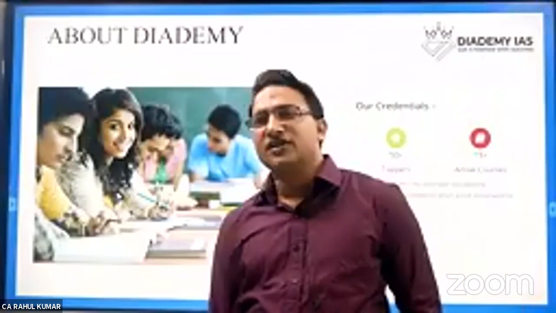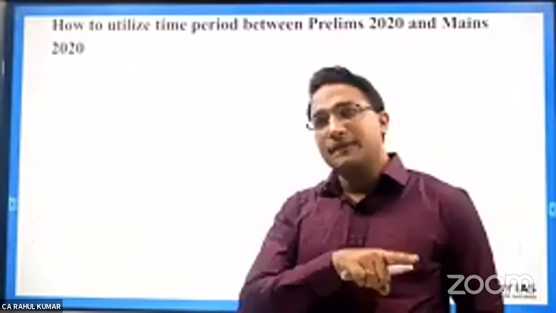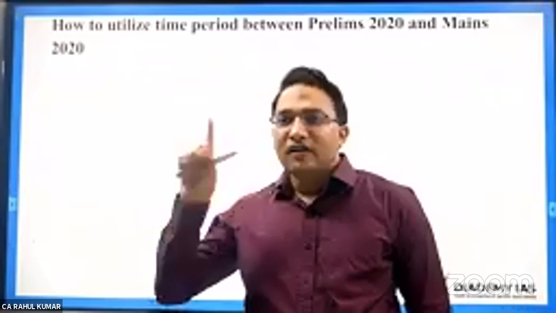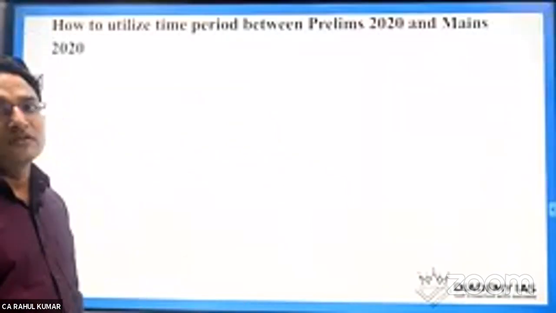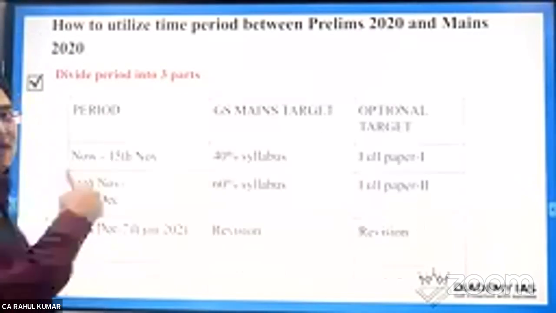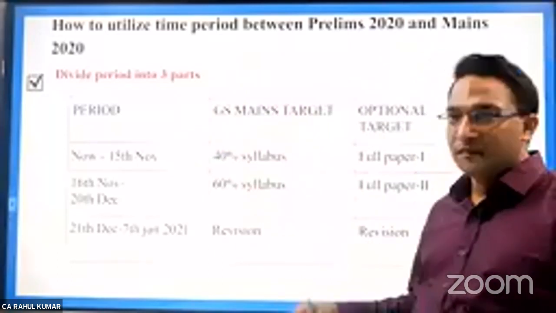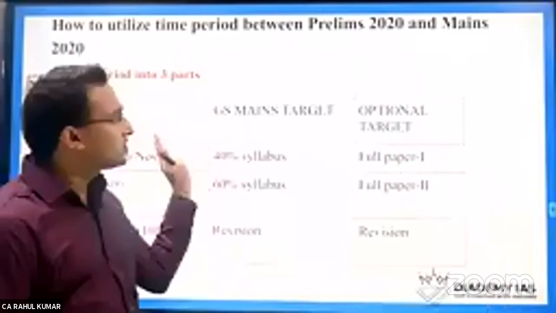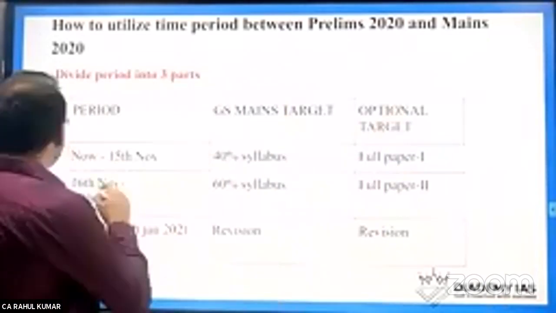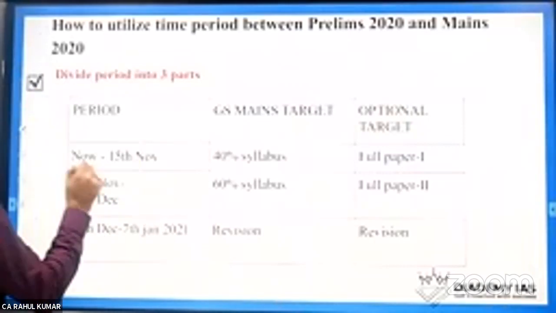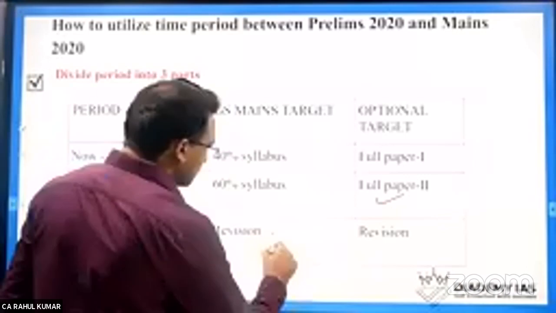First of all, in the last session, I discussed how to prepare for the GS mains, right? And I told you how to utilize the time between the prelims and the mains 2020. In that context, I want to bring in answer writing. First, let me share how the time period should be utilized in three parts. The time between now and the mains examination, you should divide into three categories: between now and the prelims result, then from 16th November to the 20th December, and the last one for the complete revision. In the first period, you should complete 40% of the syllabus of GS mains and one paper of the optional. Then in the second phase, you should complete 60% of the syllabus of the GS paper and paper number 2 or any one paper of the optional. Then from 21st December, there should be complete focus only and only on the revision, nothing else.